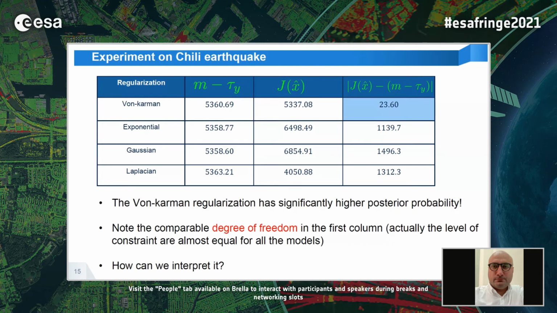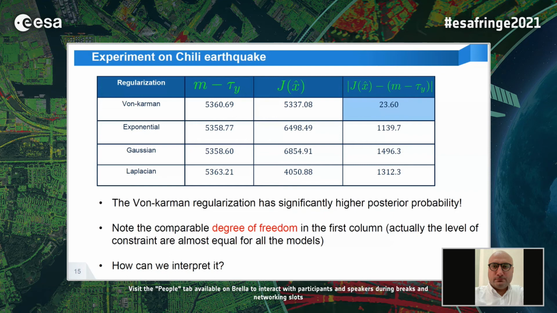But if you look at the last column here in these slides, we see that the von Karman regularization performs much, much better based on the objective function that I show you here. So we argue that in this case, the von Karman regularization has a better posteriori probability. Of course, all of them have more or less the same misfit, but this one is the better choice.